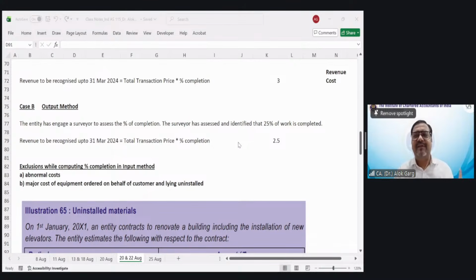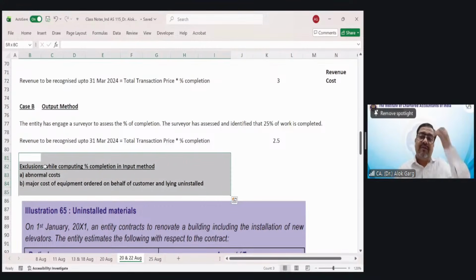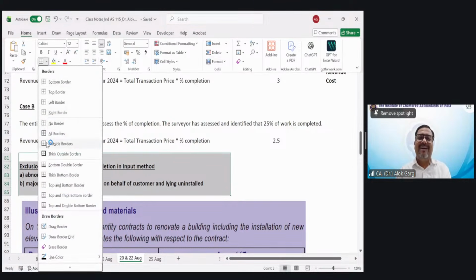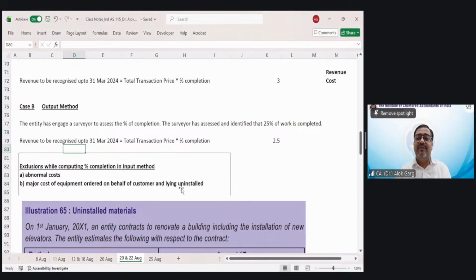But from the perspective of Ind AS 115, Sai Kiran, the nomenclature is different. It is known as an input method. What is the input method? Input method is a percentage of completion method. How do you arrive at the percentage of completion? Percentage of cost incurred divided by total budgeted cost. Clear? So friends, an important aspect we discussed: in computing your percentage completion in input method, what are you required to do?